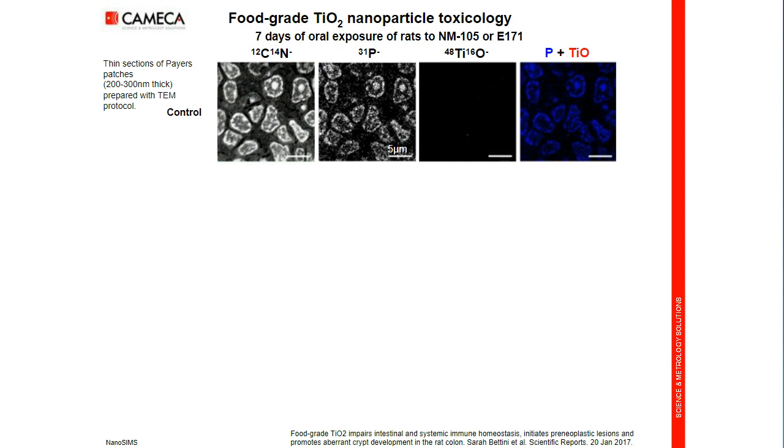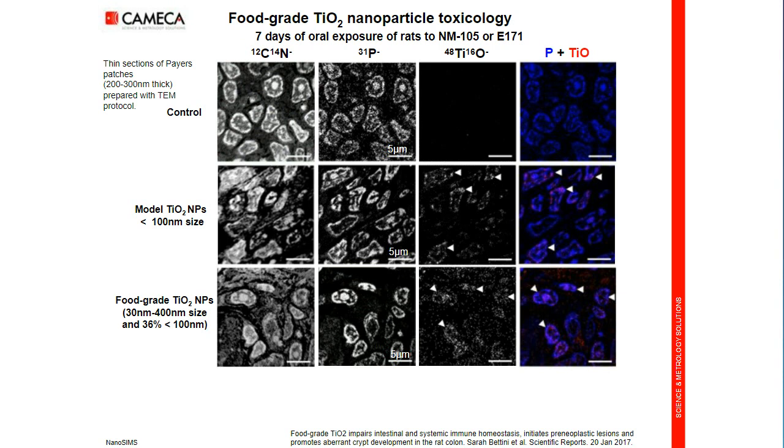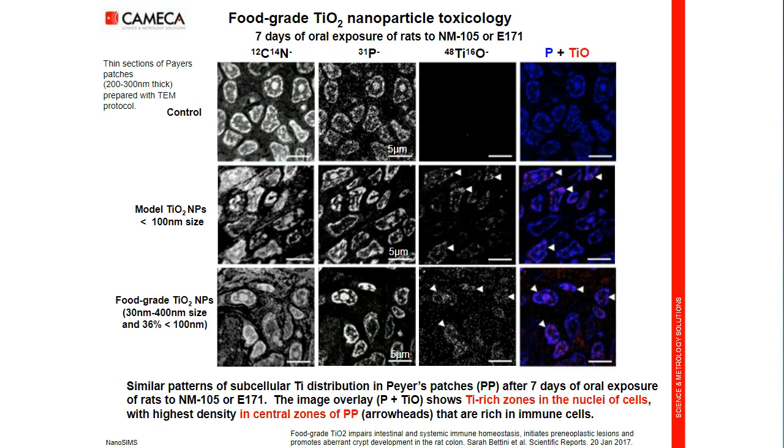Then in the second row, you can see the model nanoparticles, and you see that cells are invaded with the nanoparticles that can cross barriers. And the food grade is the same. You can see clearly nanoparticles in these Peyer's patches. In both, you can see that you have titanium-rich zones in the nuclei of cells with highest density in the central zone of Peyer's patch.